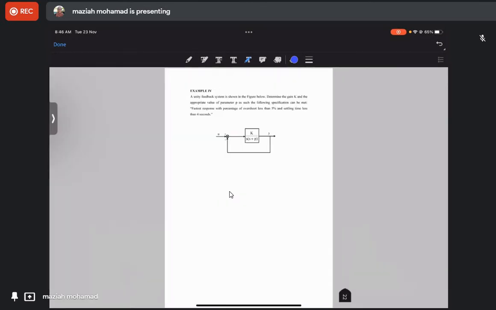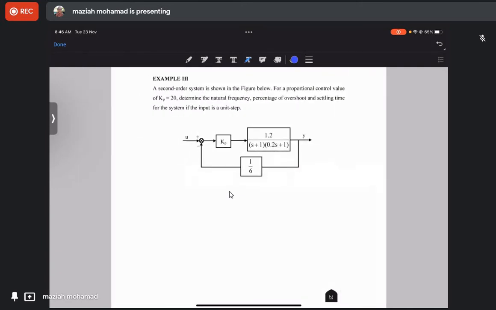Example 3. There is one more example. Okay, example 3. In this example: for proportional value Kp 20, determine the natural frequency, percentage of overshoot, and settling time for the system if the input is the unit sample.